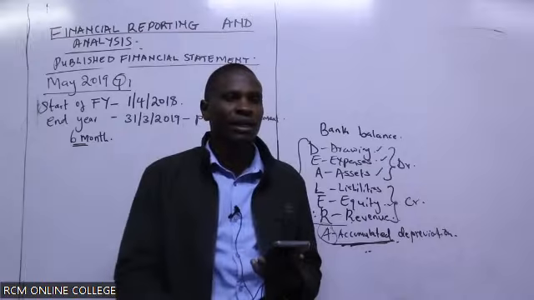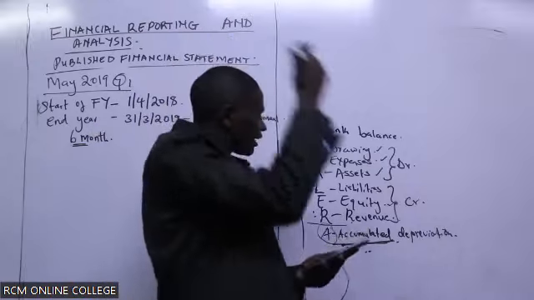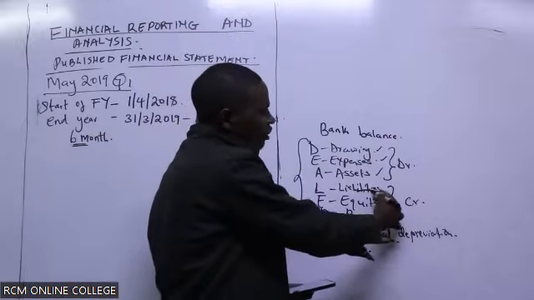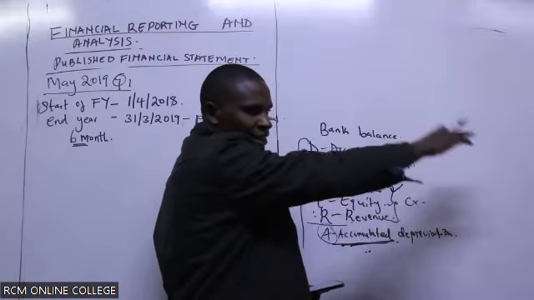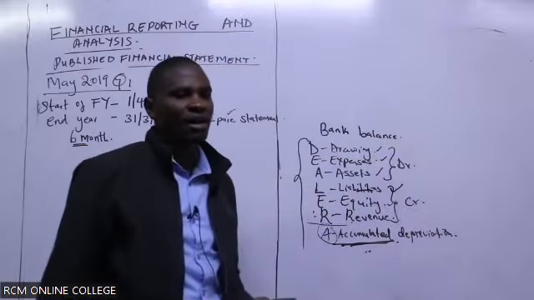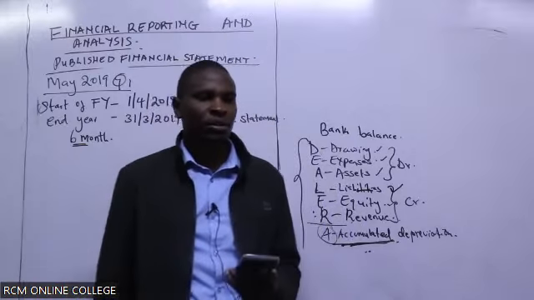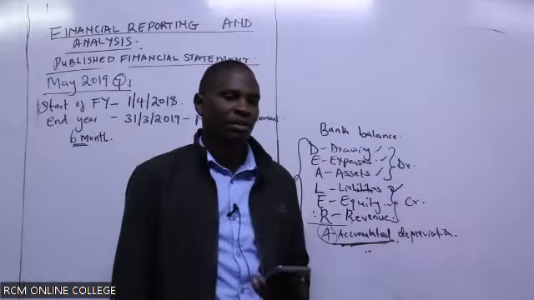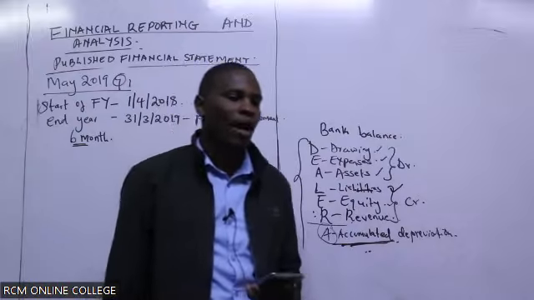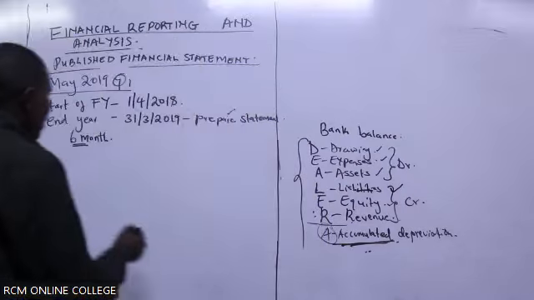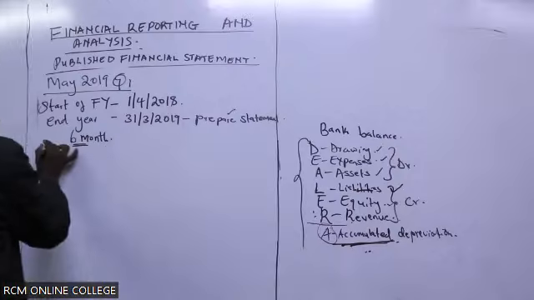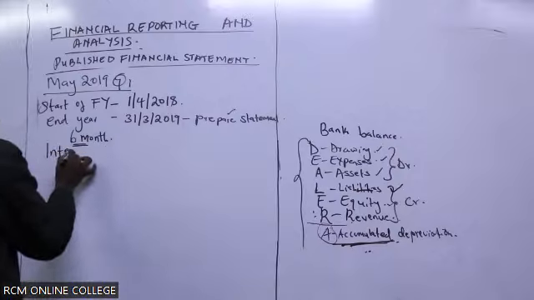4% debenture. You go to the trial balance. And I told you, debenture falls under what? Liability. So you expect to get it on the credit side of the trial balance. So you check. That is the way you master these things. 288,000.